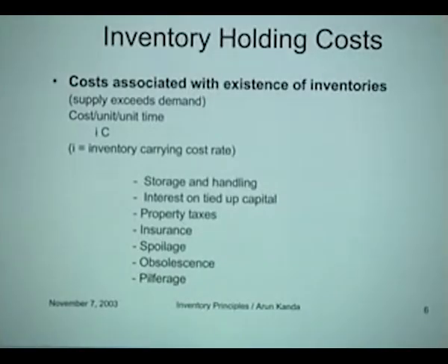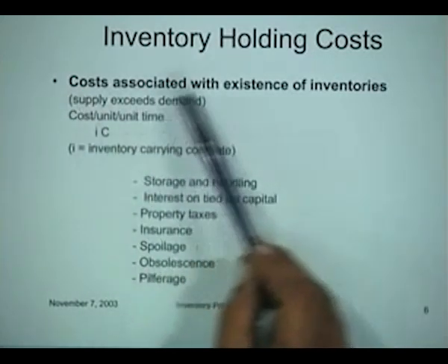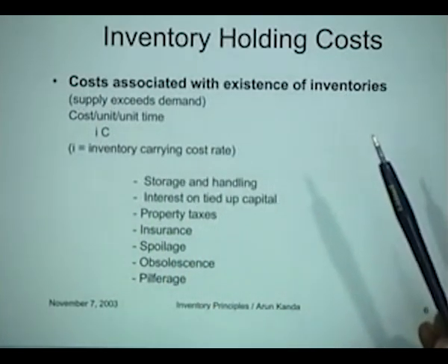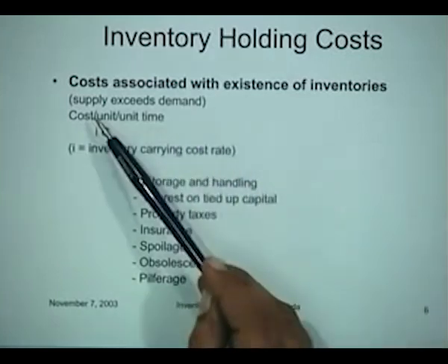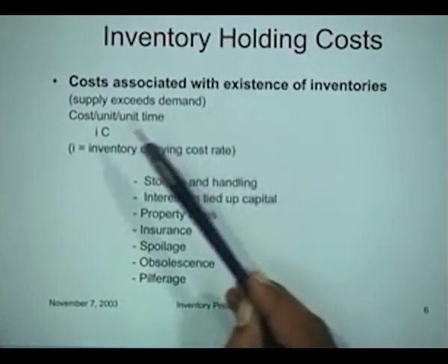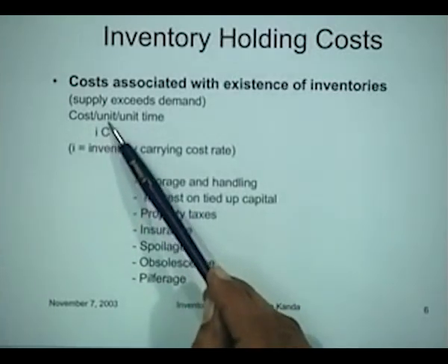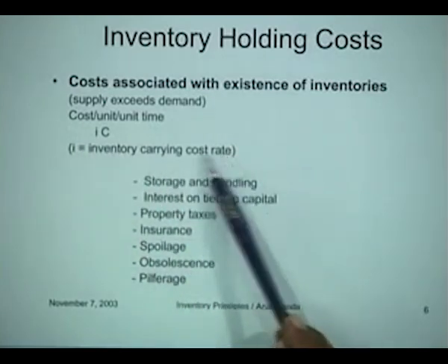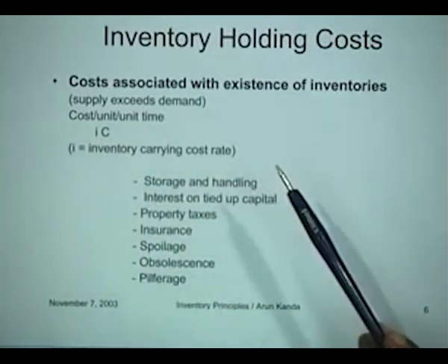So after the procurement costs, we talk about the inventory holding cost. This is, in fact, the major inventory cost that we are talking about here. The inventory holding costs, as we had said, are costs associated with the existence of inventories. This would happen if supply exceeds demand, so that you have a stock of goods. Typically the unit is cost per unit time, which is expressed as the inventory carrying cost rate multiplied with the cost of the item.